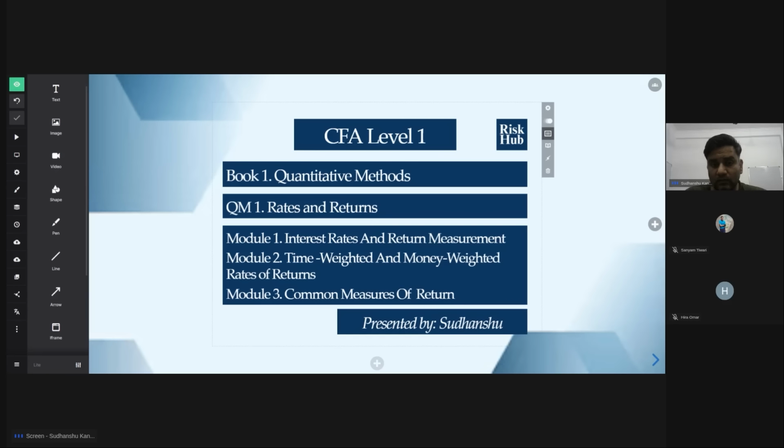The whole topic is divided into three parts. There are three modules. Module one is interest rates and return measurement. Module two is time weighted and money weighted rates of return. And module three is common measures of return. So that's how things are divided. Let me go to the next slide now.